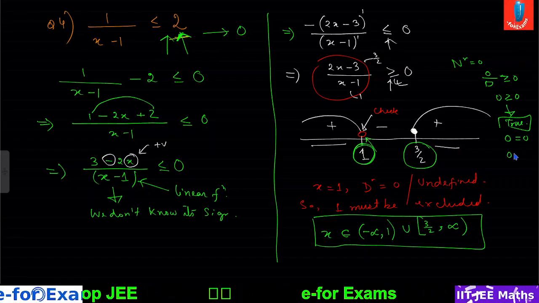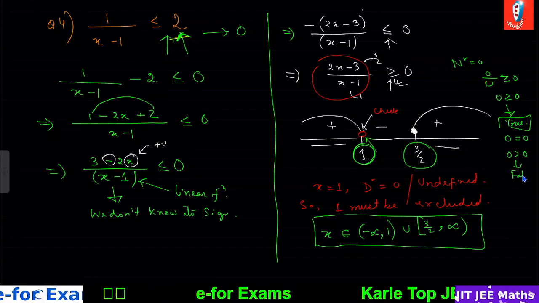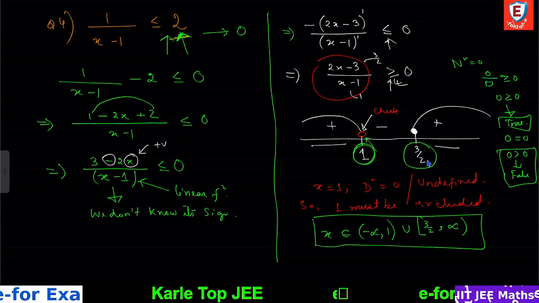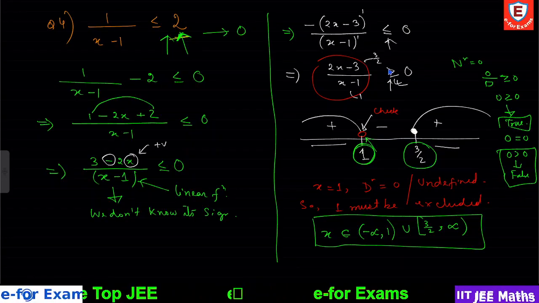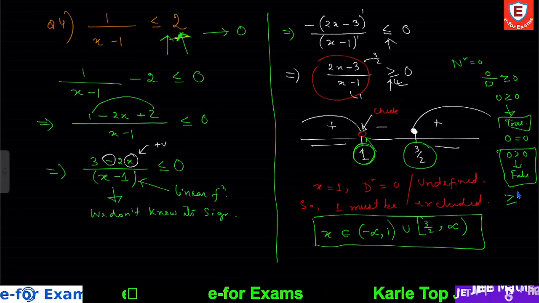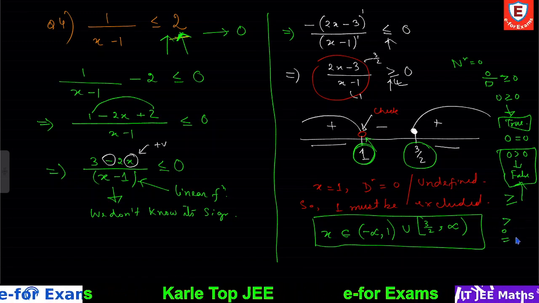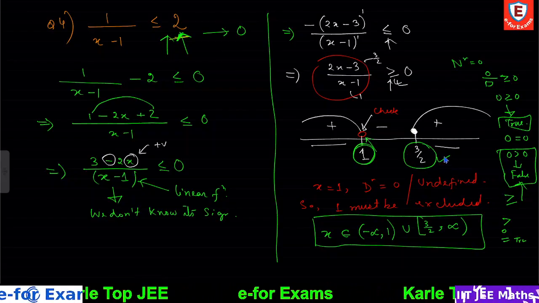If it was only 0 greater than 0, then false. And in this case, if it was strictly greater than 0, we would exclude 3 by 2 as well. But here it is greater than or equal to 0. So one of the conditions, greater than or equal to, is true. This is true. So we are including 3 by 2. Got it?